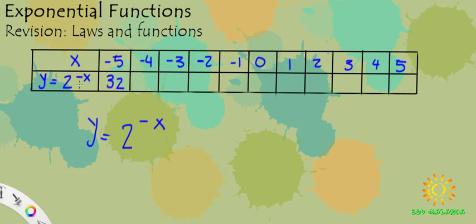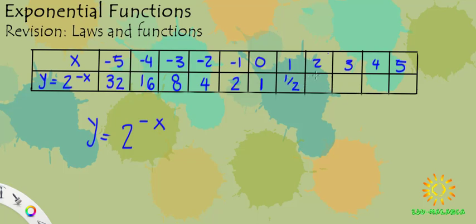Let's check the next one. 2 to the power minus negative 4, that's equal to 16. To the power minus negative 3 is equal to 8, and this one is 4. 2 to the power minus negative 1, that one is 2. 2 to the power minus 0, we can't have a minus 0, it just becomes 2 to the power 0, and that's 1.